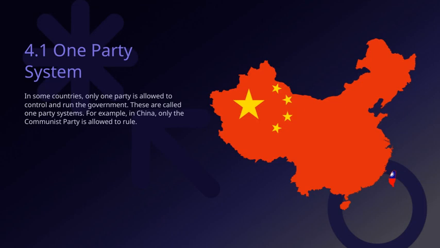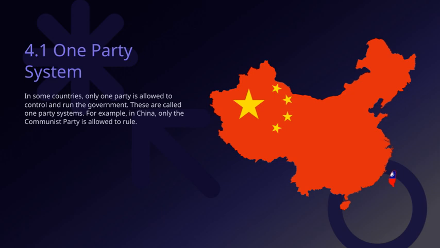In some countries, only one party is allowed to control and run the government. These are called one-party systems. For example, in China, only the Communist Party is allowed to rule. This means that no other political parties can compete for power, and the government is essentially controlled by a single organization. Such systems often aim for stability and uniformity, but they can also limit political freedom and choice for the people.